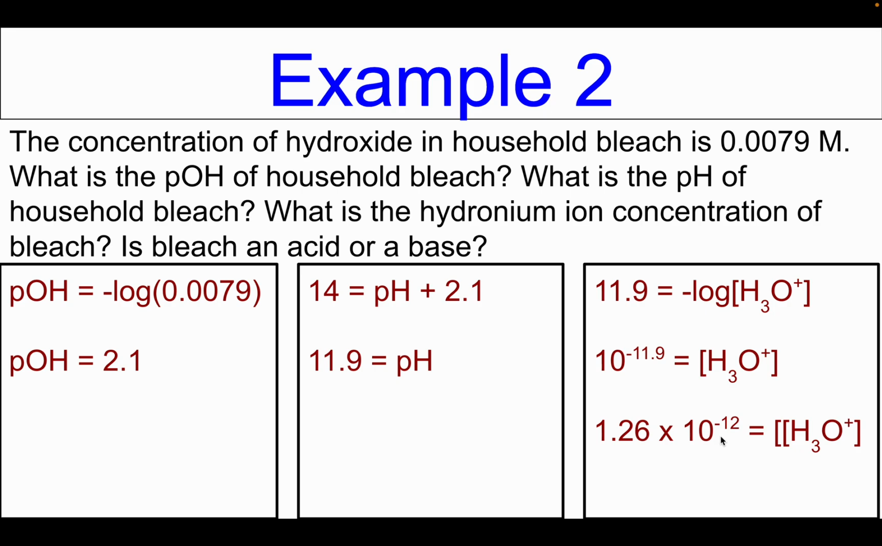Okay, and then is this an acid or a base? Well, if we look at our pH, it's greater than 7, and so that tells us that it's a base. We could also tell it from the pOH, which is less than 7, the hydronium ion concentration, which is less than 10 to the negative 7th, right? 10 to the negative 12th is less than 10 to the negative 7th, or from the hydroxide ion concentration, which is 0.0079.